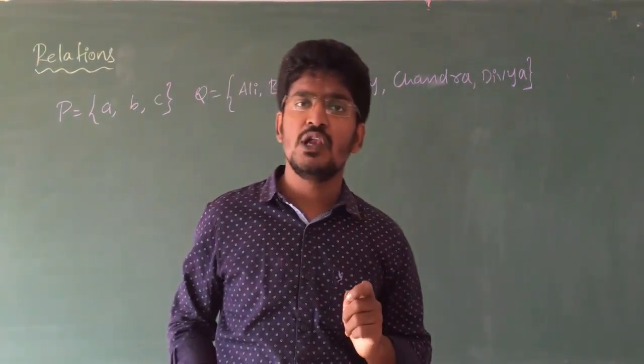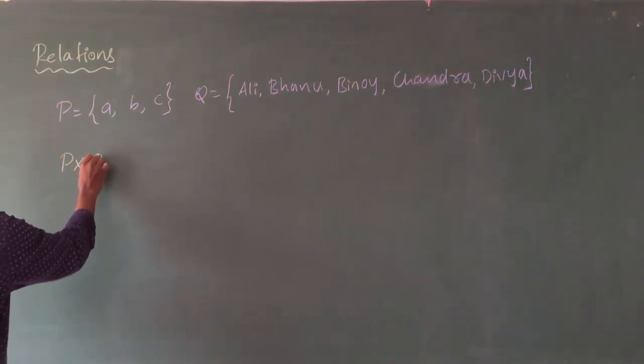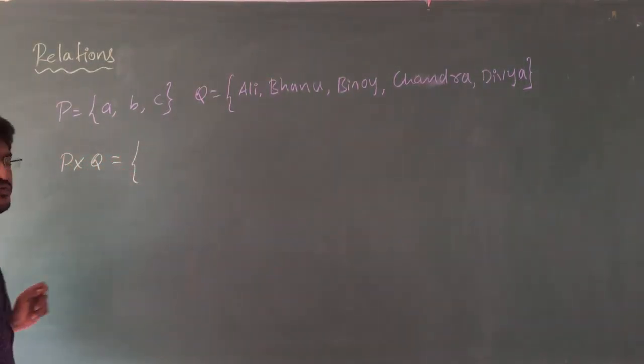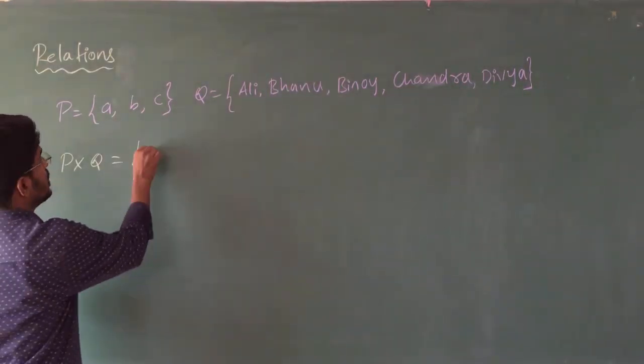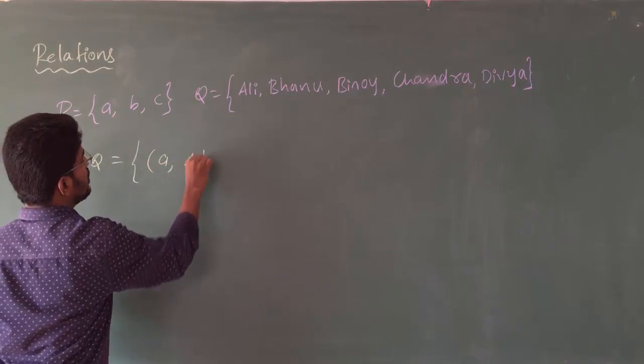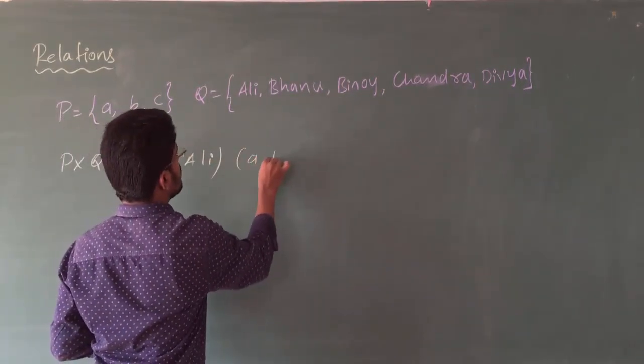As you all know, if you go on writing P cross Q, see, if you are perfect with writing P cross Q, what will be the first element? A, Ali. What will be the second element? A, Bhanu.